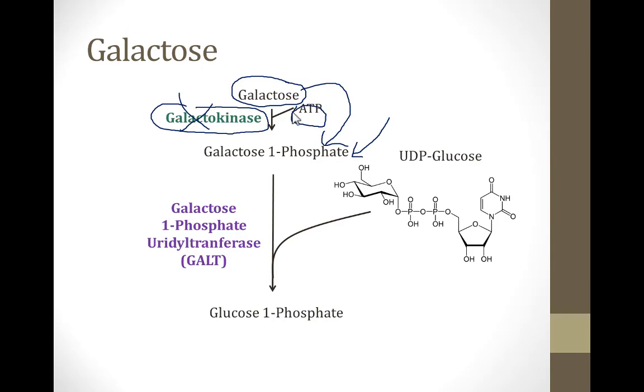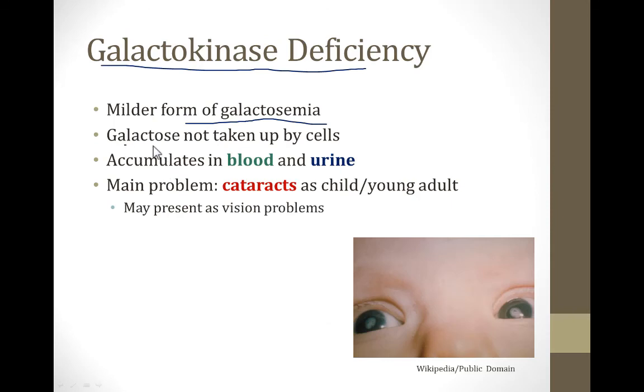This means you won't see the liver problems we talked about in classic galactosemia, but you will see high levels of galactose in the blood, and this can be converted to galactitol and lead to cataracts. So I've summarized those points on this slide. Galactose is not taken up by cells, but it accumulates in the blood and in the urine. And the main problem is cataracts in children and young adults.